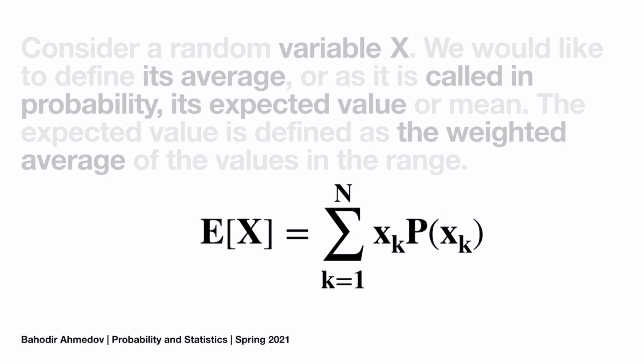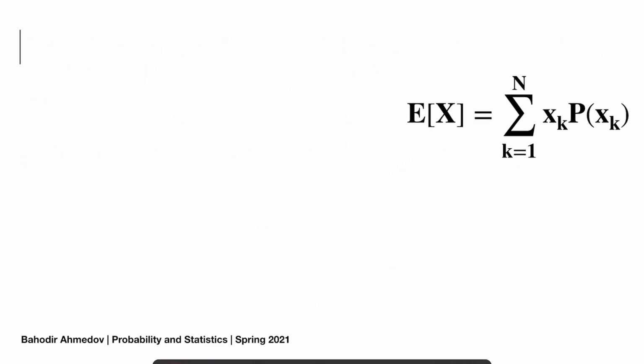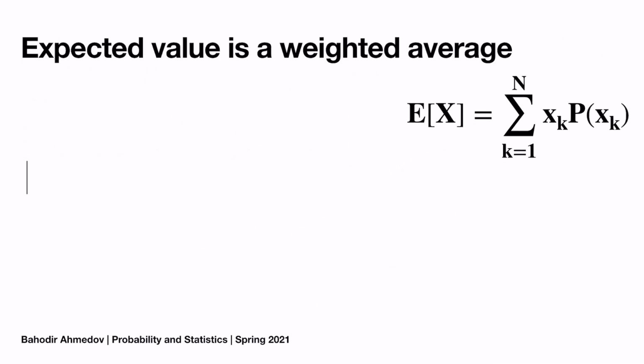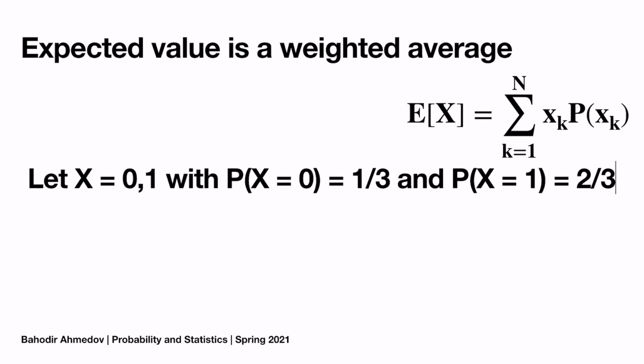So let's do a couple of examples. Let your random variable contain two values, 0 and 1, with the corresponding probabilities. Could you please calculate the expected value of this random variable?